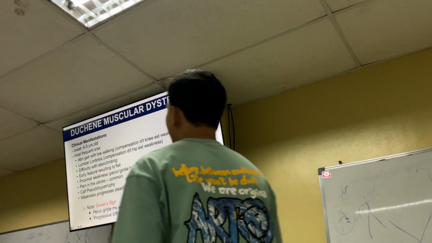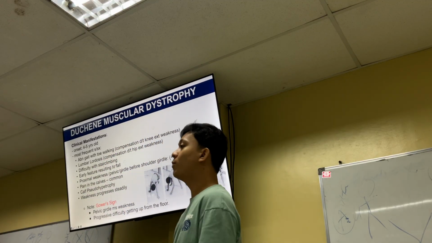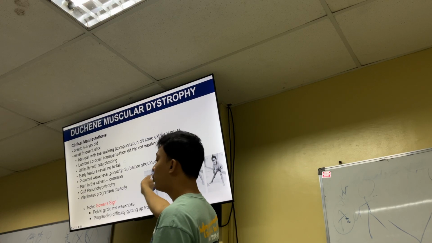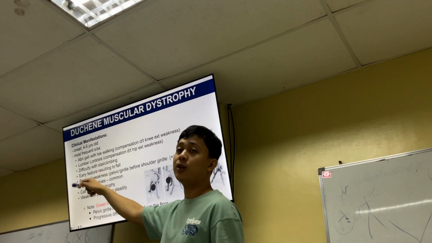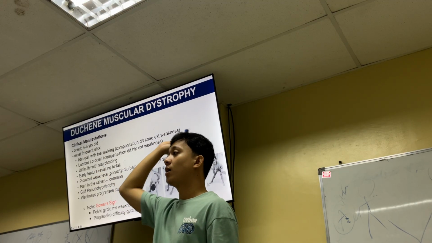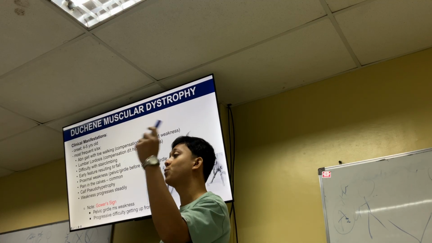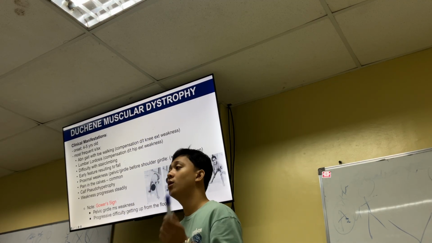Gets? Anything else? Some of the basic manifestations, just mention them. The most important are proximal weakness, calf pseudohypertrophy, and weakness that progresses steadily. Again, muscular dystrophies are progressive muscle weakness, a group of inherited progressive muscle weaknesses. So the muscle weakness progresses.